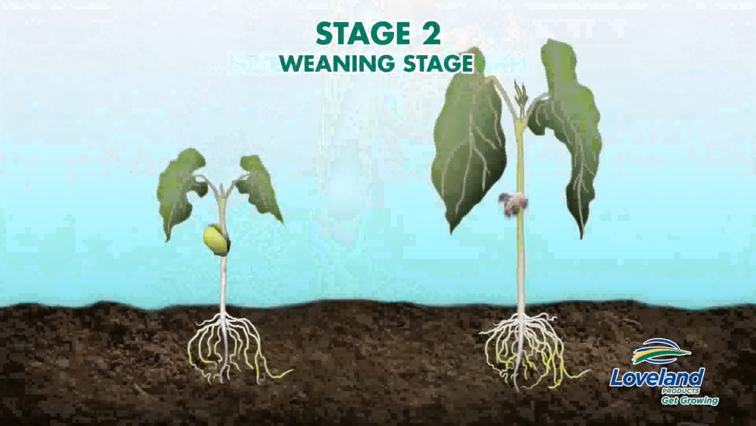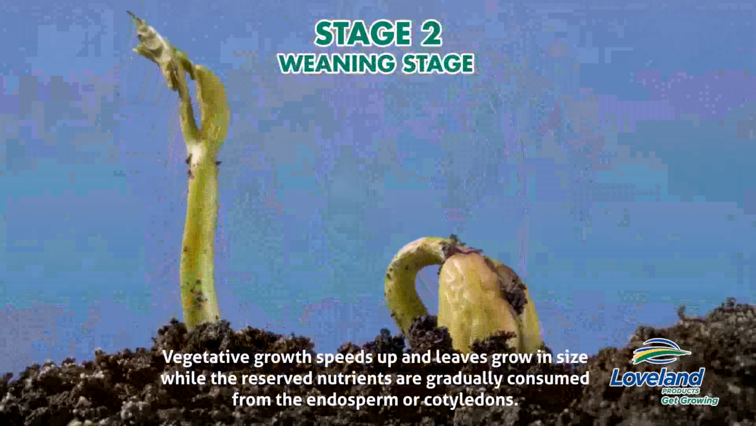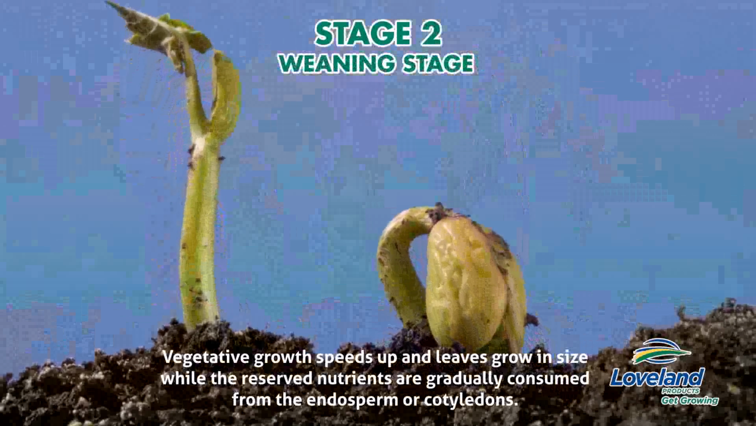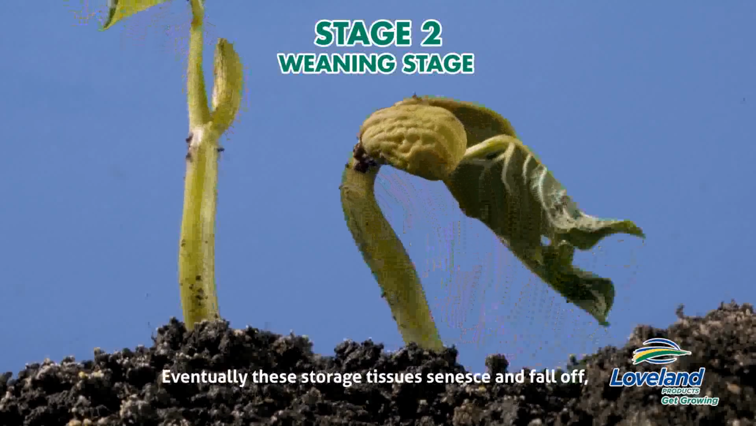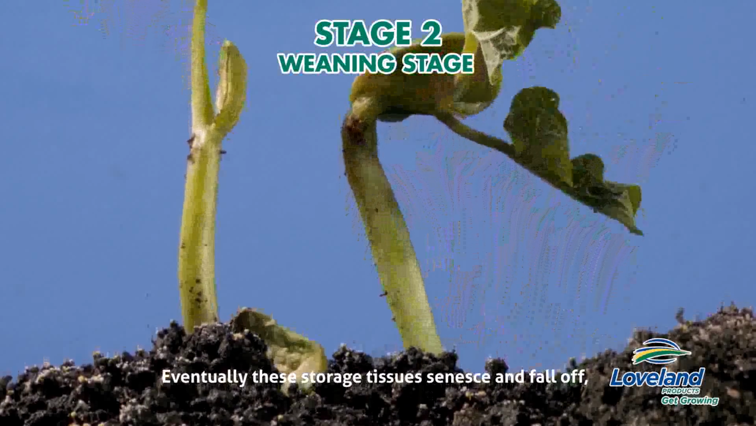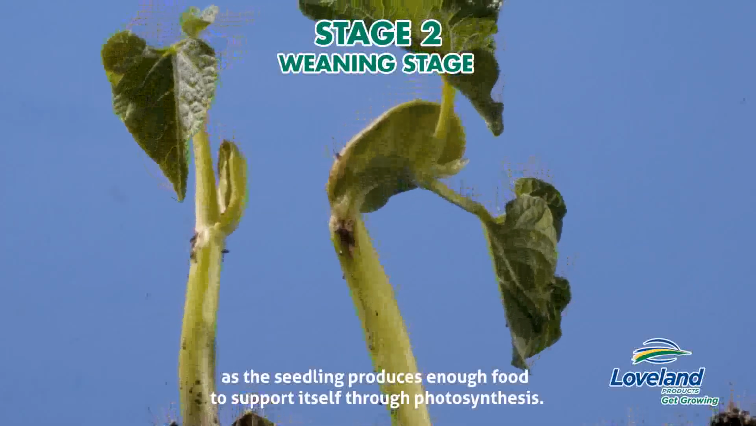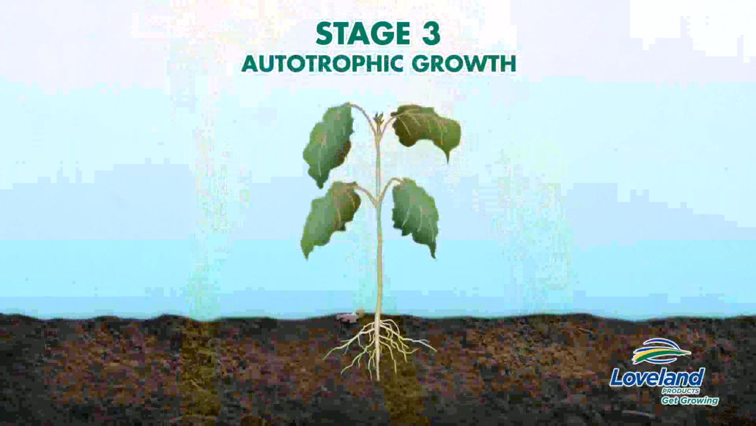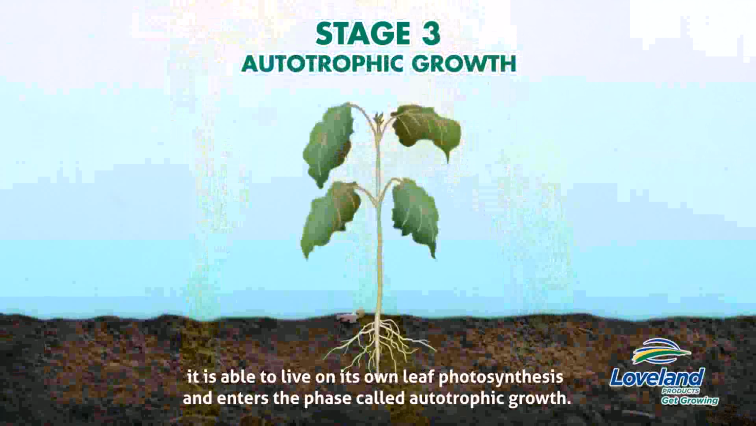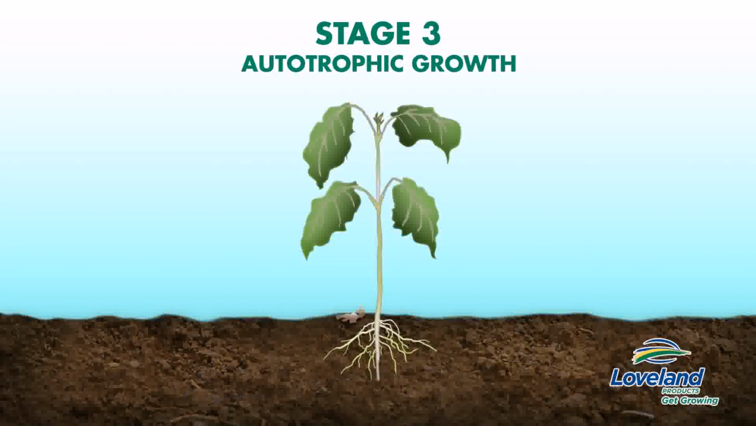Stage 2, or weaning stage. Vegetative growth speeds up and leaves grow in size while the reserved nutrients are gradually consumed from the endosperm or cotyledons. Eventually, these storage tissues senesce and fall off as the seedling produces enough food to support itself through photosynthesis. Stage 3, or autotrophic growth. Once the seedling has passed the weaning stage, it is able to live off its own leaf photosynthesis and enters the phase called autotrophic growth.